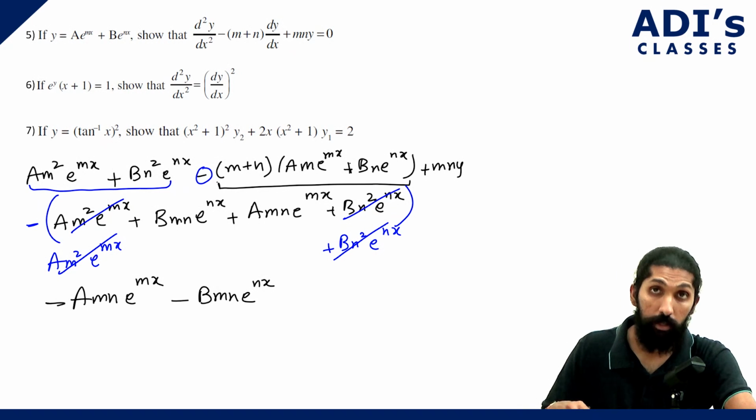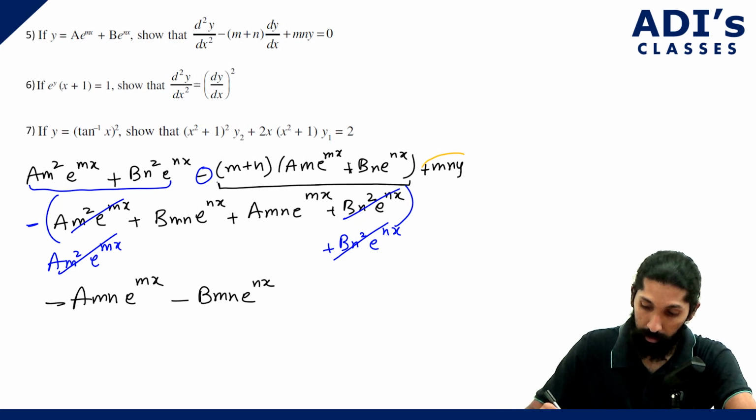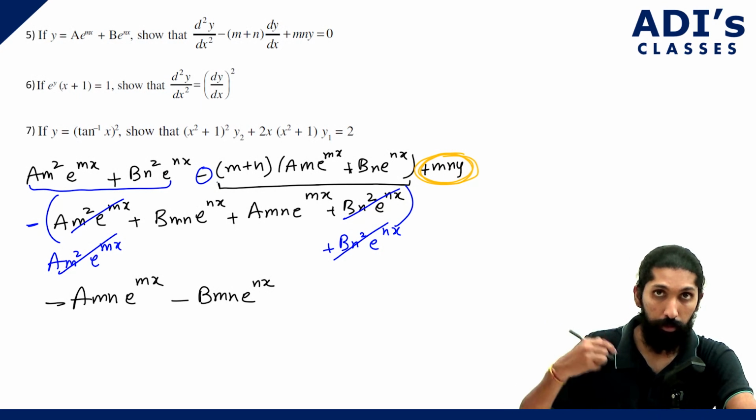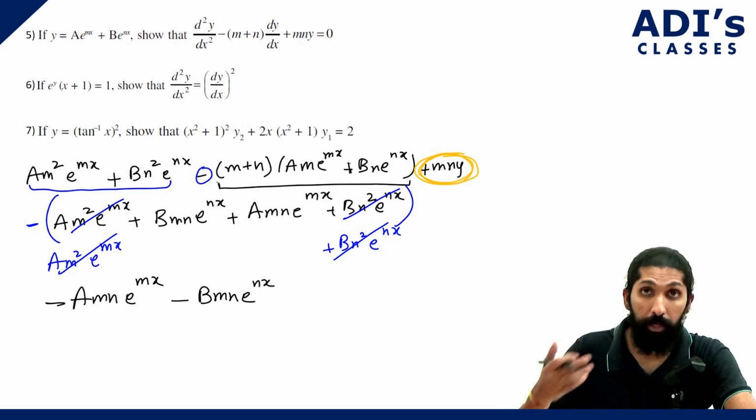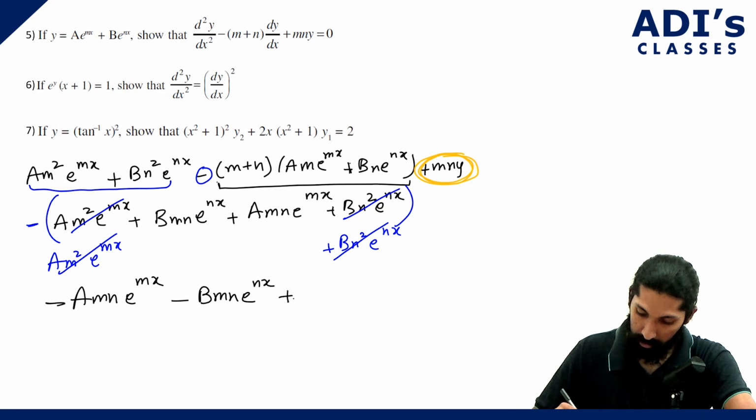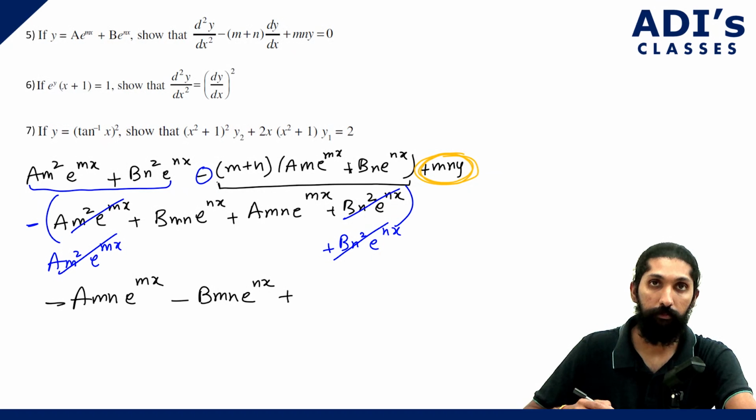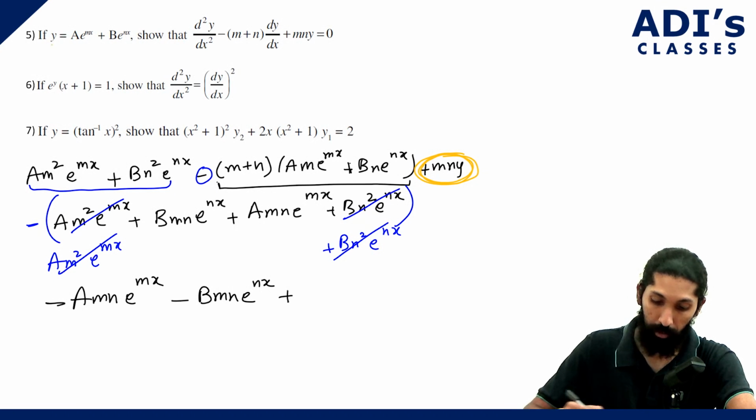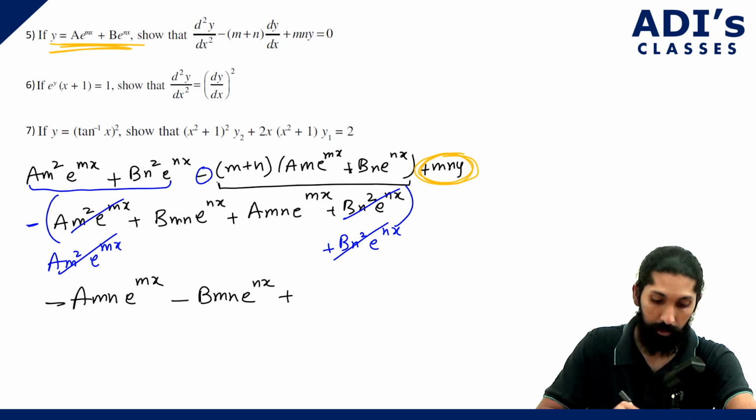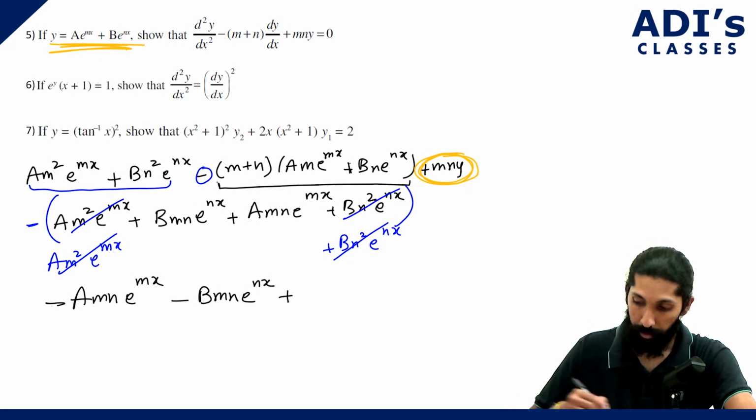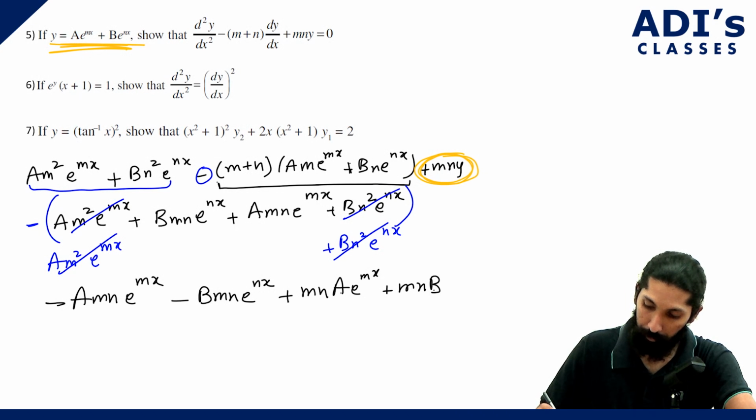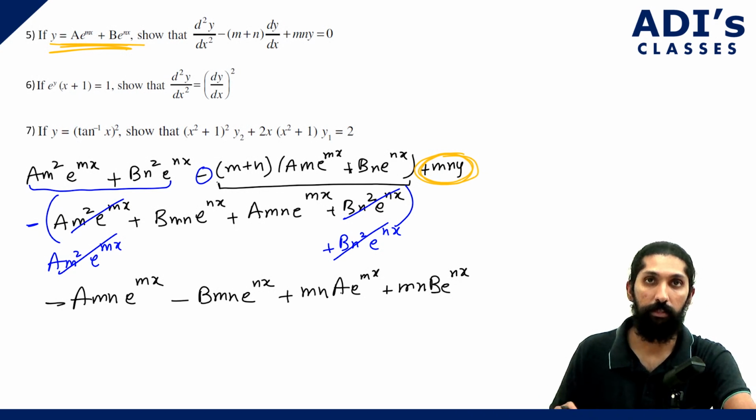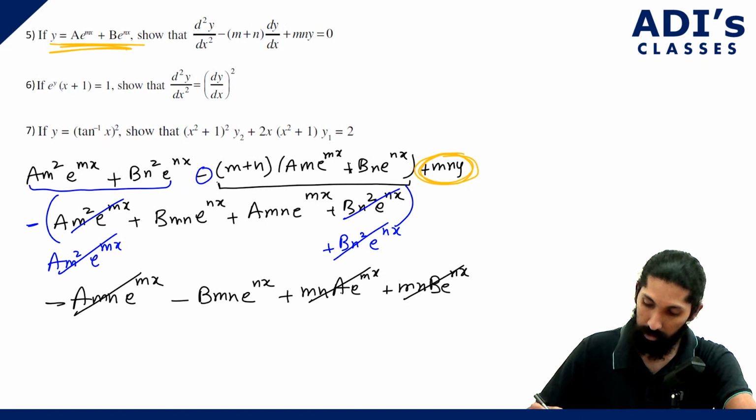Correct? First part. Remember, we have not yet done the mn into y part, which we are going to do now. Alright? So, first this is what is remaining. The next one is what? Plus mn into y. Correct? That's basically we are doing mn into this particular term. Mn into y. See, when you do that, you'll get mn into a e power mx plus mn into b e power nx. Correct? So this and this cancels, this and this cancels.